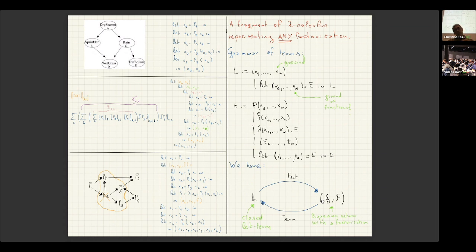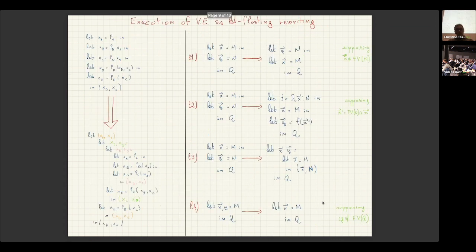We want not just to represent the factorization as a let expression. We want also to describe the run of the variable elimination algorithm as a kind of let rewriting. And so the question is, what are the rules that we need to introduce in order to go from a basic let expression like that one, describing the naive computation of the joint distribution, to an expression like this one, describing a run of the variable elimination algorithm? And actually, our surprise was that the rules that we need are just 4, and very simple ones.